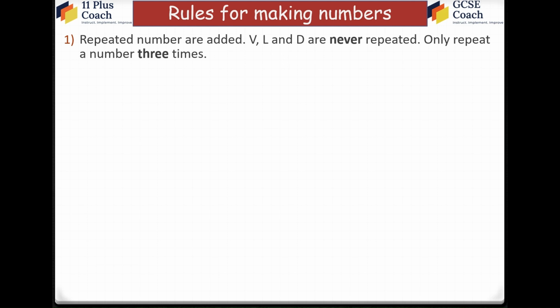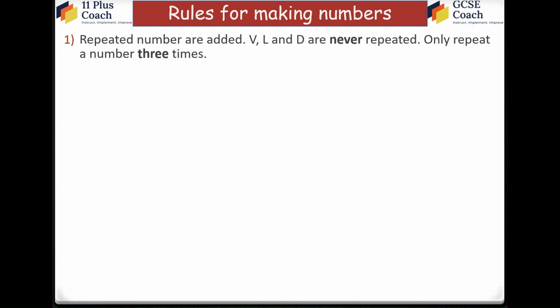However, V, L, and D are never going to be repeated. Remember, V was 5, L was 50, and D was 500. There's a reason for that. We'll talk about that when we look at some examples. You'll never see them repeated, because if you have, for example, two V's, instead of saying V and V, which is 5 plus 5, which is 10, you might as well just say X, which is 10. So there's no point in repeating V's like that. It's unnecessary to repeat V, L, and D.